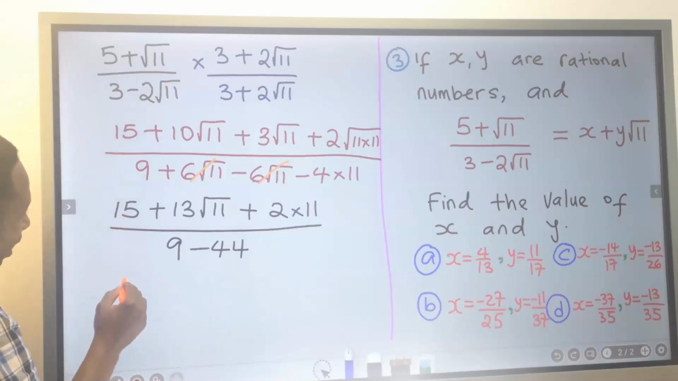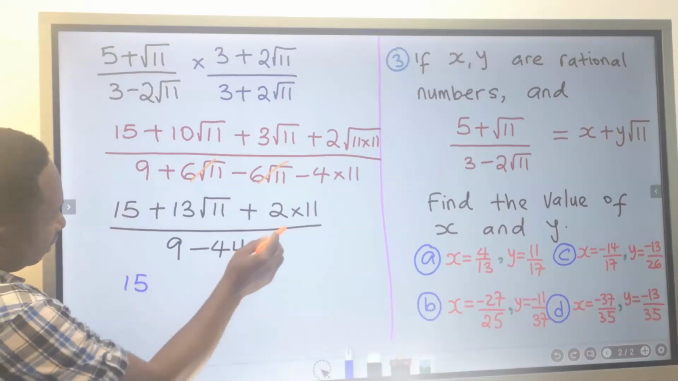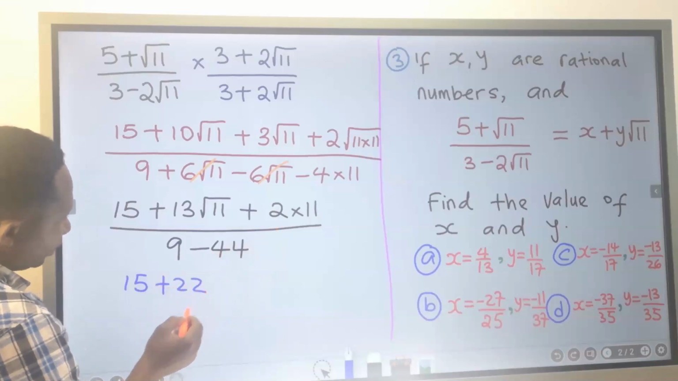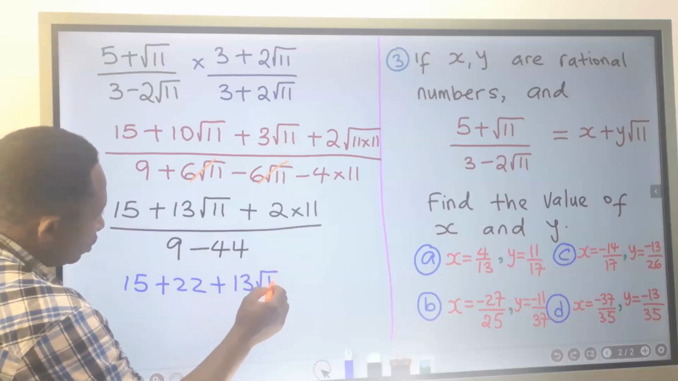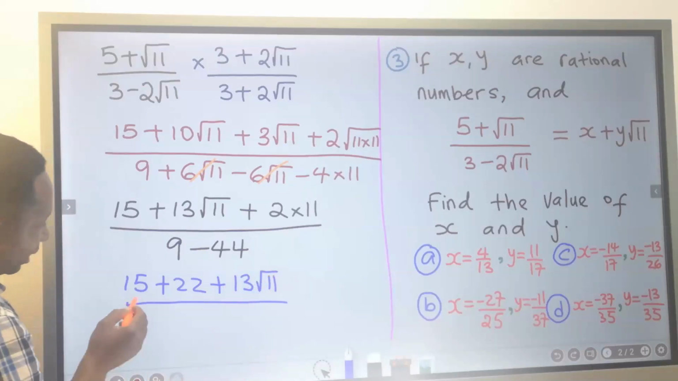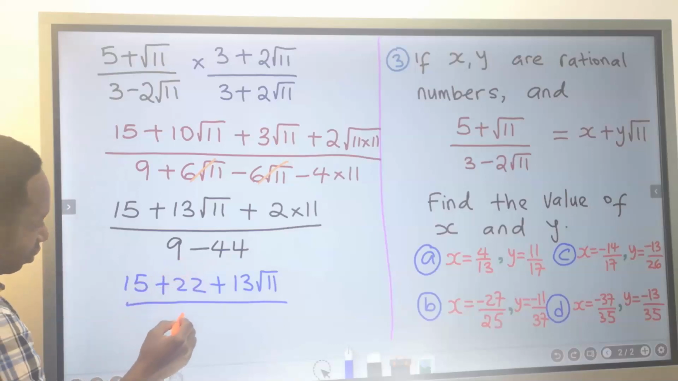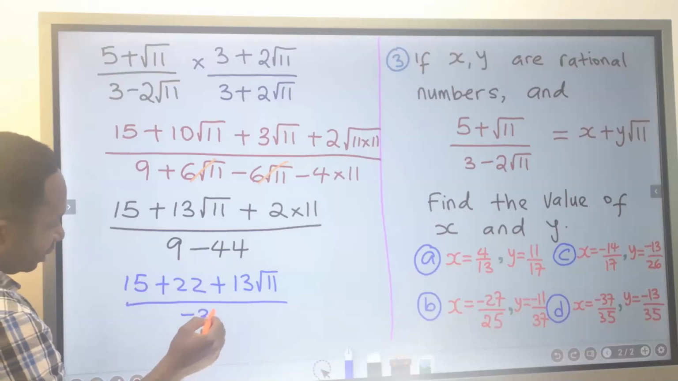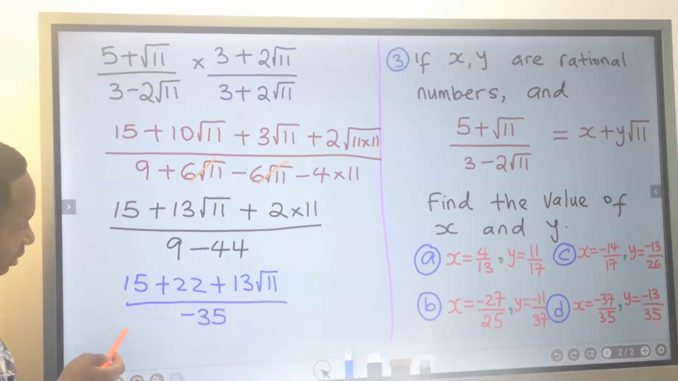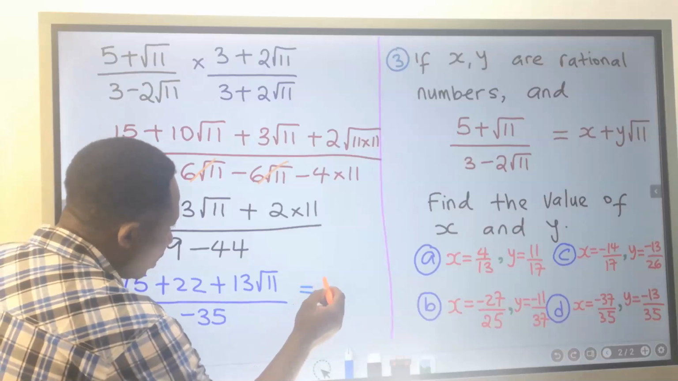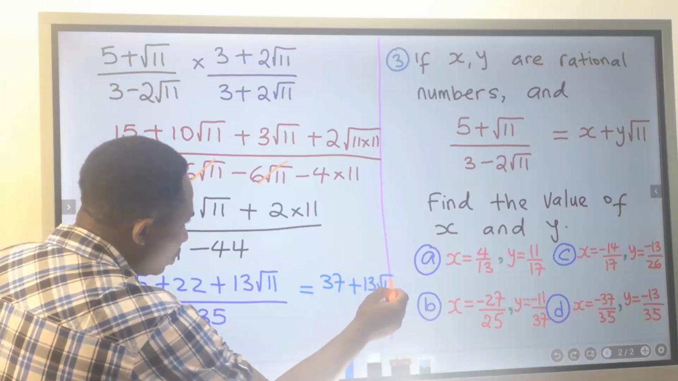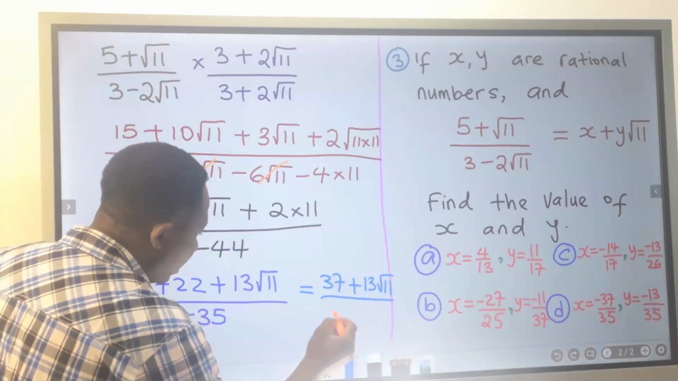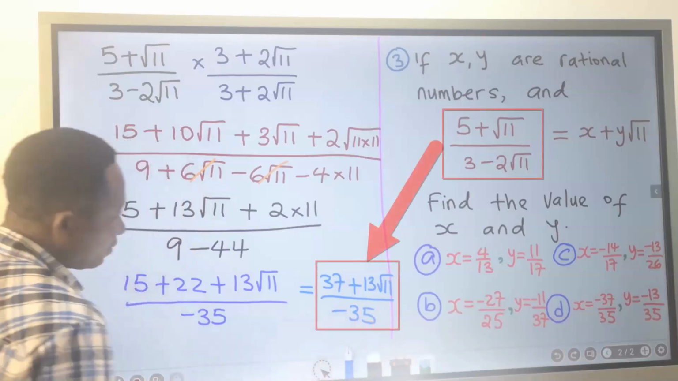Next, here we have 15, this is plus 22, and this is plus 13 root 11, divided by 9 minus 44, which is minus 35. Next, 15 plus 22 will give you 37 plus 13 root 11 divided by minus 35.